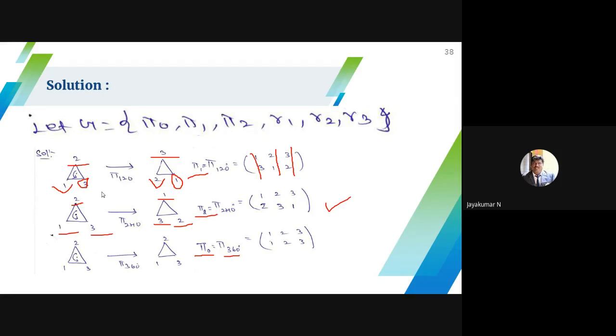Rigid motion means from the cardboard, cut the equilateral triangle, then rotate it and try to fit. Only at 120 degrees does it fit. The other angles do not fit. Just practically you can try to do it.